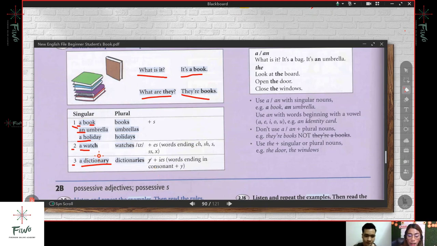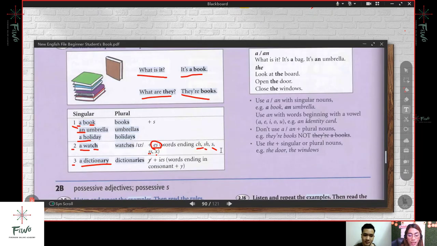So, all right, we have a rule here. If the noun ends with CH, SH, S, SS, or X, we add ES. Okay? Do you understand? If the noun, for example, we have the word watch. We are going to add ES. Watches. Yes. If it ends with CH and SS, we add ES.